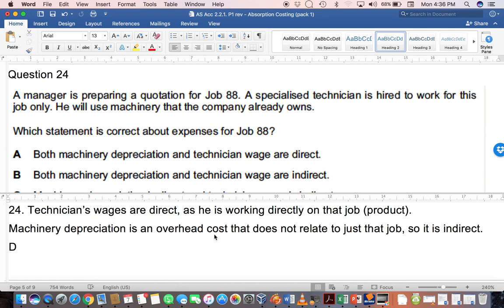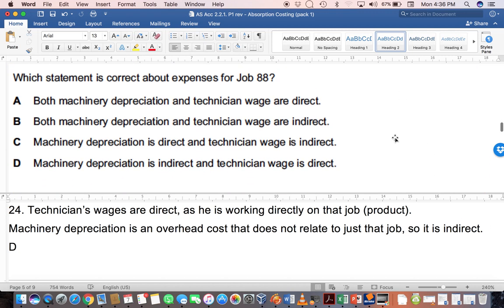The fact that he is just coming to work on that particular job or product means that his wages are definitely going to be a direct cost. However, he will use machinery that the company already owns. So the company has got the machinery, and the machinery is being used on a variety of different jobs. And so therefore, that machinery depreciation is actually going to be an overhead cost or an indirect cost.